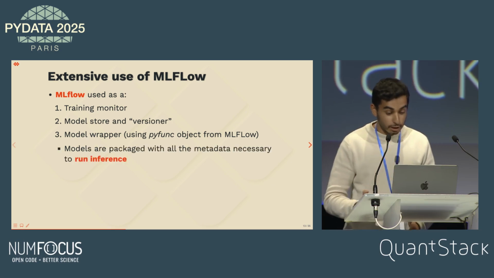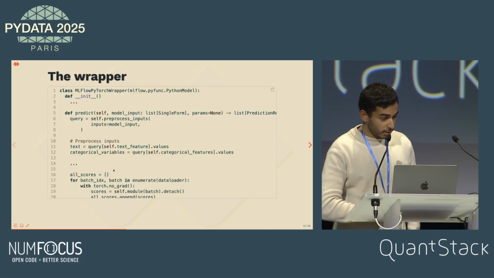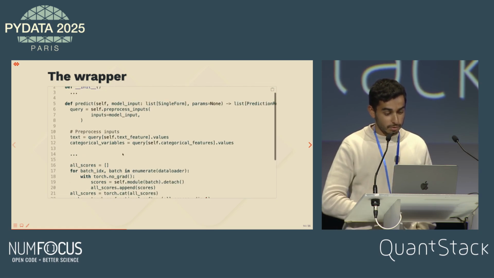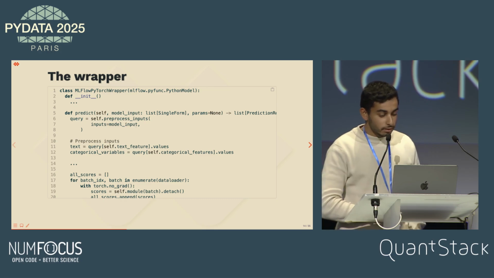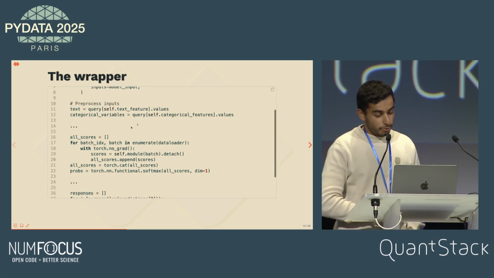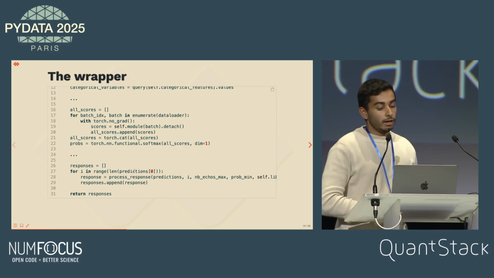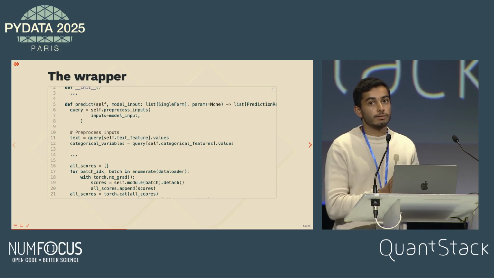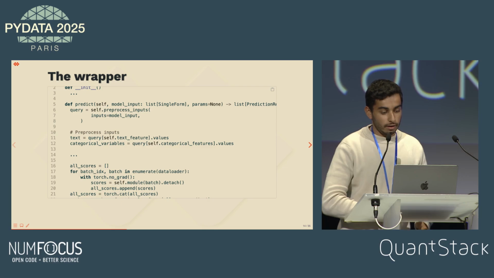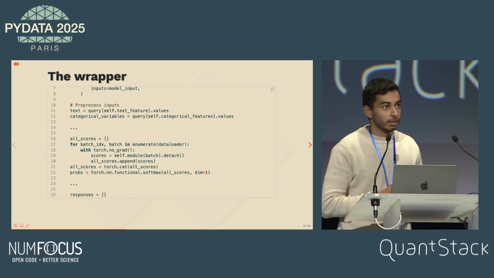So models are packaged with all the metadata necessary to run inference. Basically, this is the wrapper that I described just before. You have all the pre-processing handled here, you go through your PyTorch model, and you also process the responses at the end of the day. And so this is not seen by the production teams. That is key. It's fully controlled by the data scientists. And it enables an easy service and easy deployment into production.